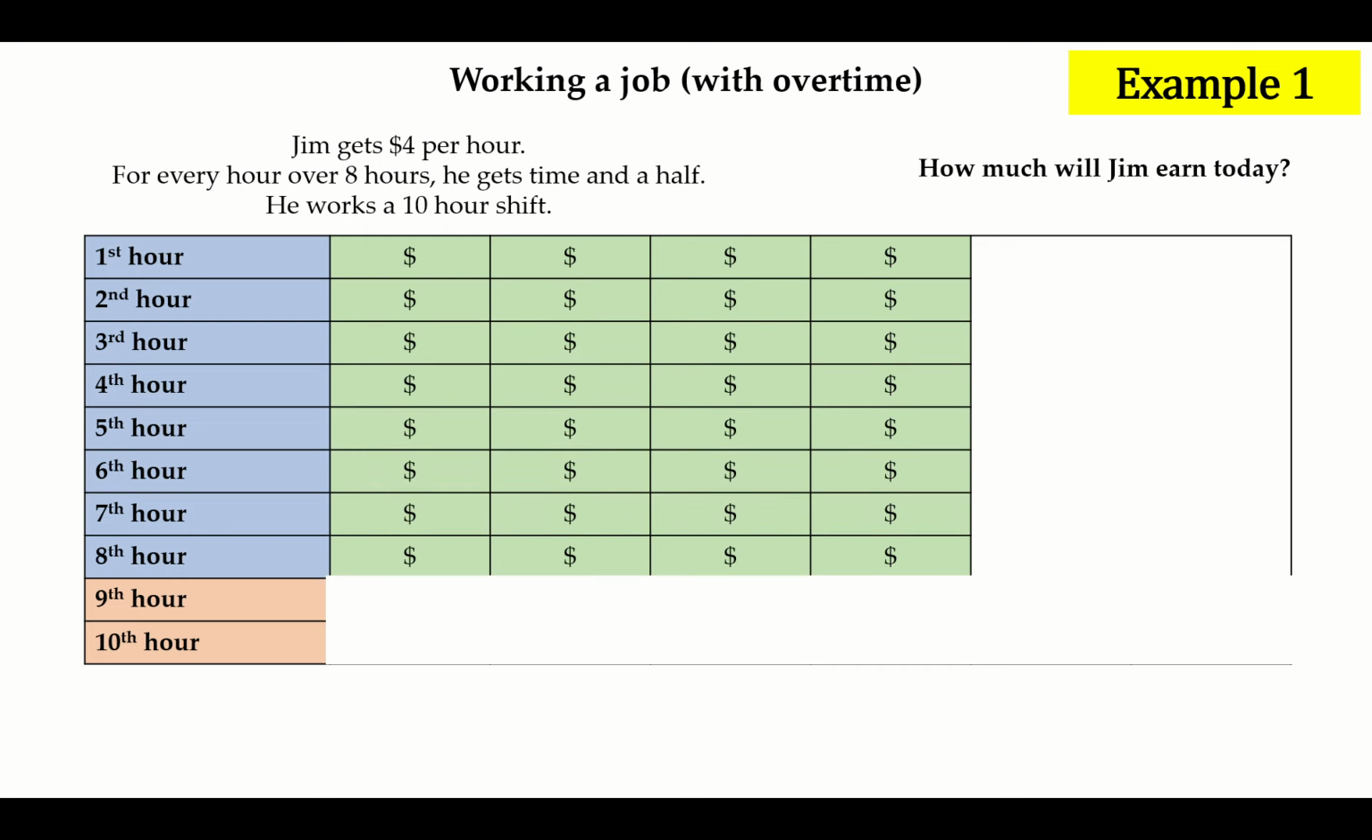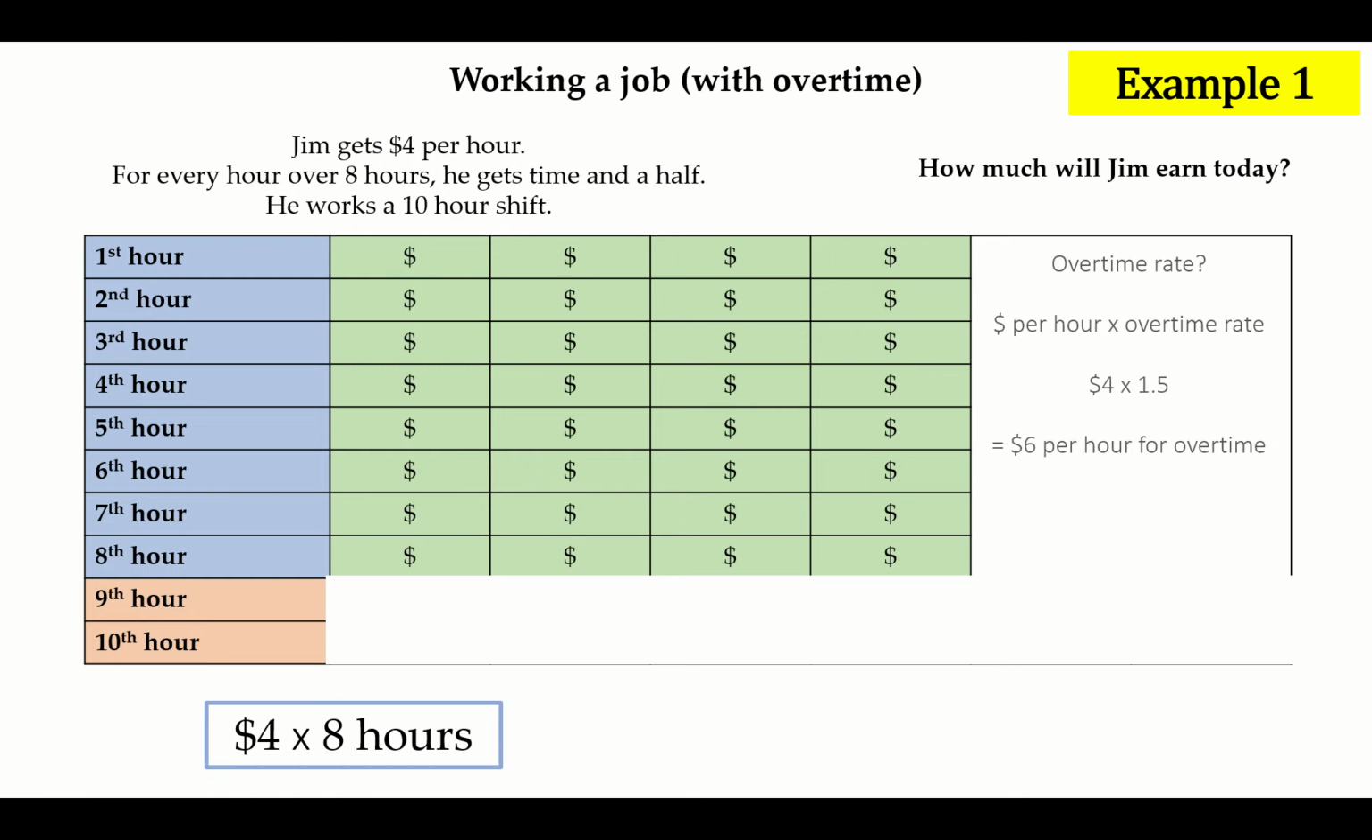Let's do the first 8. So we've got $4 in each hour, and we've done it for 8 hours. We've got this in this blue box down here: $4 times 8 hours. Now we're going to calculate that in a minute. Let's move on to the overtime part.